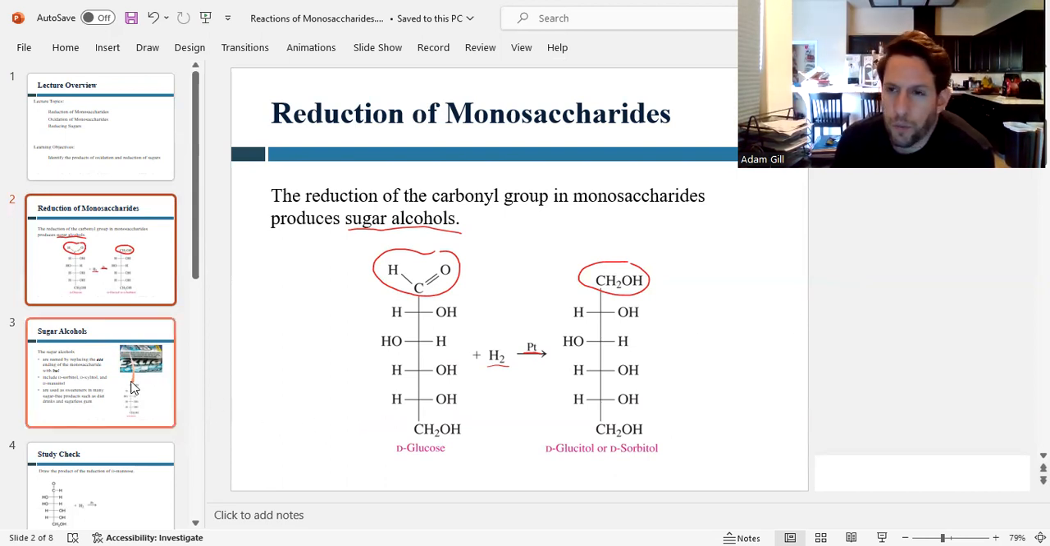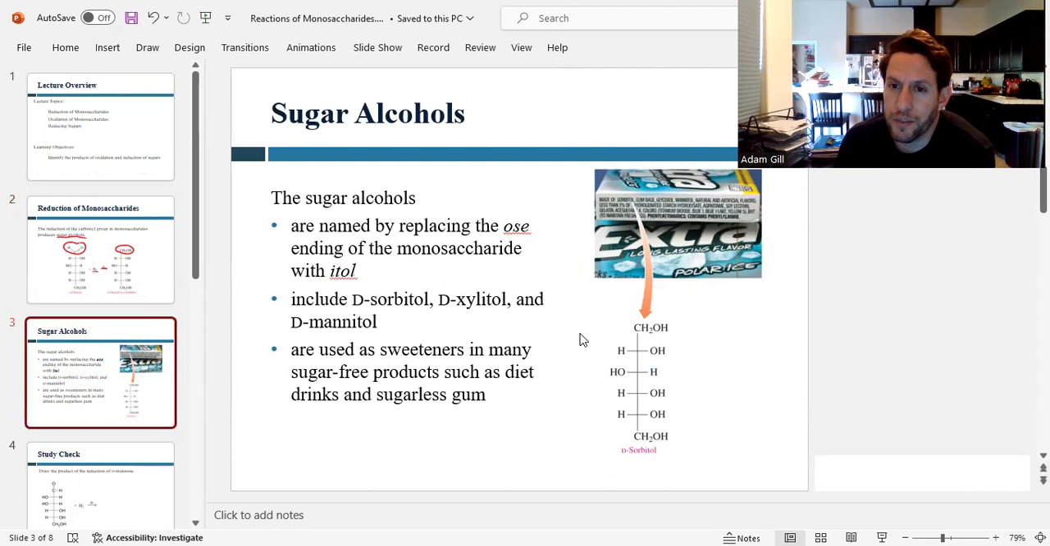And so the reason we care about this is sugar alcohols are one of the most common calorie-free sweeteners. So to name these, we replace the "-ose" ending with "-itol." So sorbitol, xylitol, mannitol, these are all sugar alcohols.